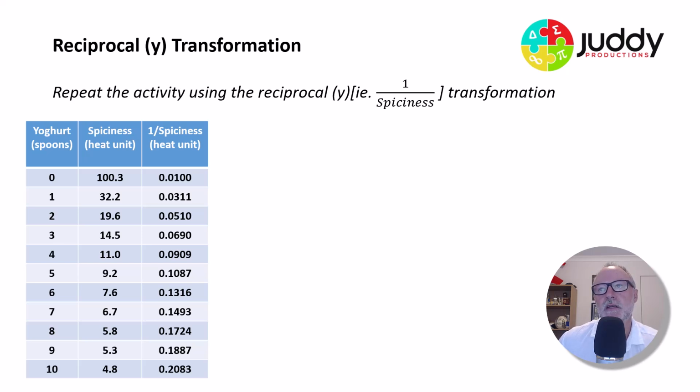So we're going to repeat this activity using the reciprocal of y, that is 1 over spiciness transformation. The table in front of you shows the yogurt in spoonfuls, the spiciness in heat, and also the 1 over spiciness, that is the reciprocal. We wish now to undertake the 7 tasks that we did previously with the original data.